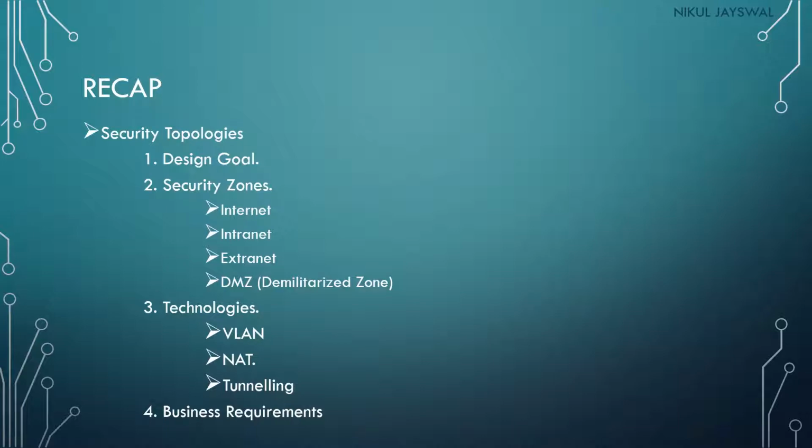After that, we have seen the next topic, that is tunneling. Tunneling will help us to create secure communication between two machines by using the public network. And after that, we have seen the business requirement. Based on the business requirement, we do the risk assessment, and based on the risk assessment, we identify the security threats, and we work on those security threats to eliminate the vulnerabilities that are present in our network. So that was all about the security topologies.